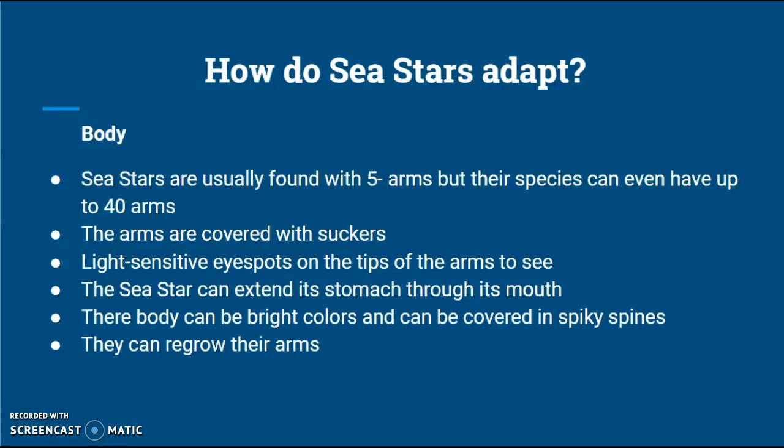So sea stars are usually found with 5 arms, but their species can even have up to 40 arms. Their arms are covered with suckers or suction cups, and they have light-sensitive eye spots on the tips of their arms to see. The sea star can extend its stomach through its mouth, and their body can be bright colors and even be covered in spiky spines. They also have the ability to regrow their arms.